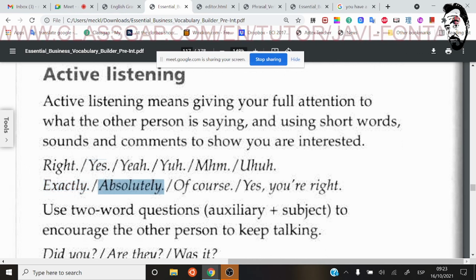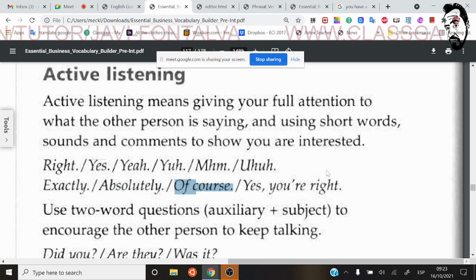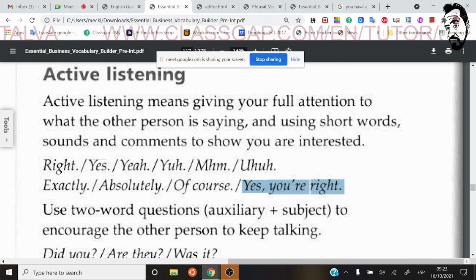Exactamente. Absolutely. Sin ninguna duda. Absolutamente. Absolutely. Of course. Por supuesto. Of course. Yes, you're right. Tienes razón. Yes, you're right. Typical. Very, very typical. All this.